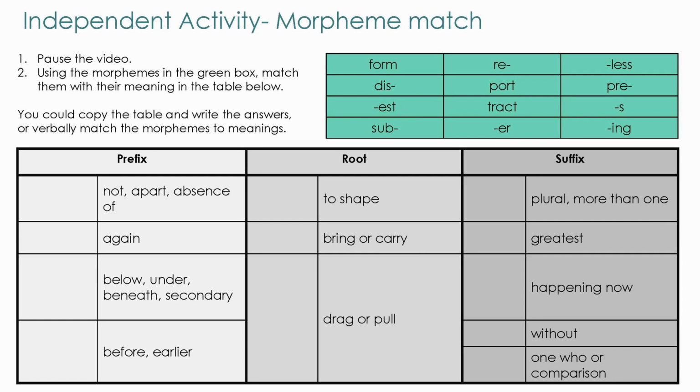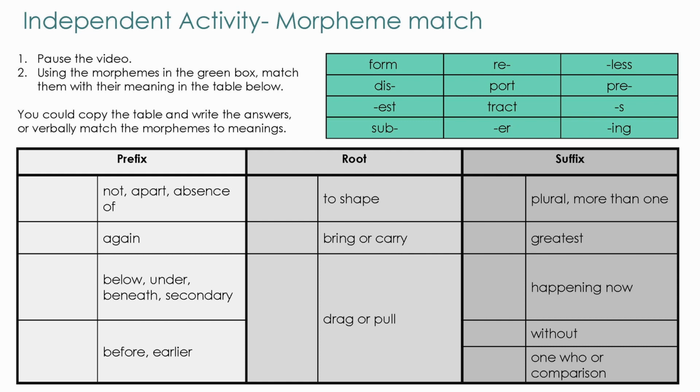You're going to do a morpheme match. So you're going to use some of the morphemes that we've been learning along the way to build the words and to say what the words mean, what the prefix means, what the suffix means, what the root is. So in the little green box on your screen, you will find all the prefixes, roots and suffixes that we have learnt about. And in the bottom, in the grey table, are all the definitions that go with them.